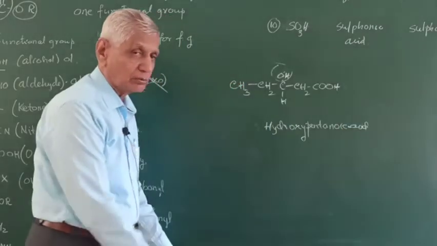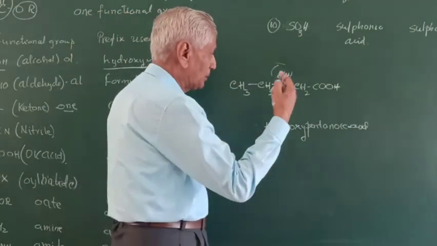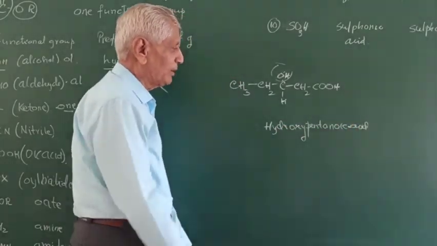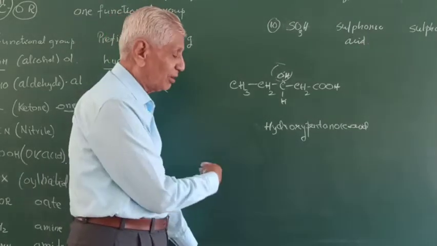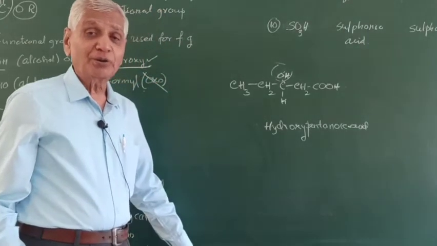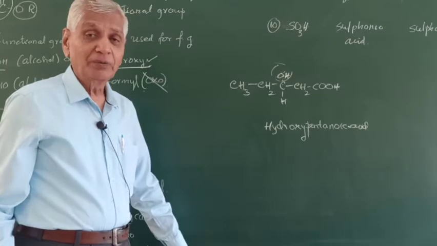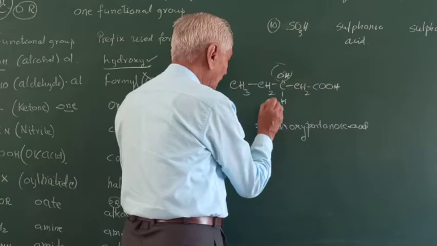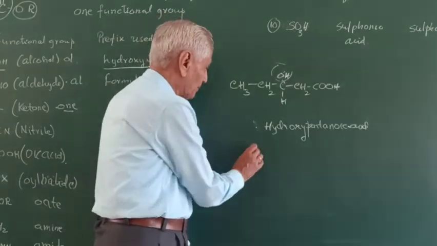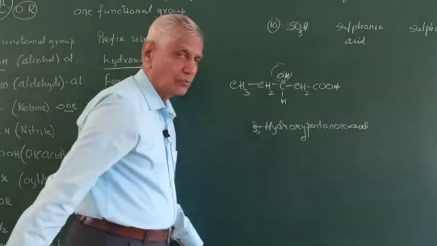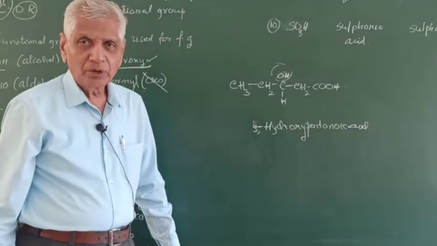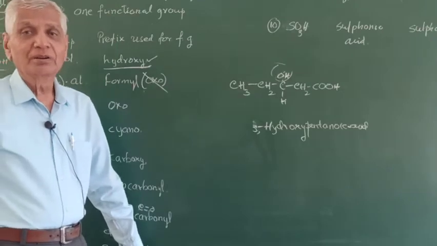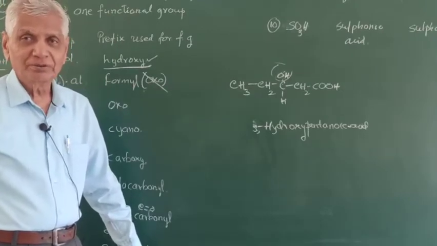Remember, this is one word. Don't write hydroxy and pentanoic acid separately. If you write it like this, you will understand. Where is the hydroxy group? For that you have to number the carbon atoms, from the functional group end. So this is 1, 2, 3. Therefore you name it 3, dash. So this compound is called 3-hydroxy pentanoic acid.